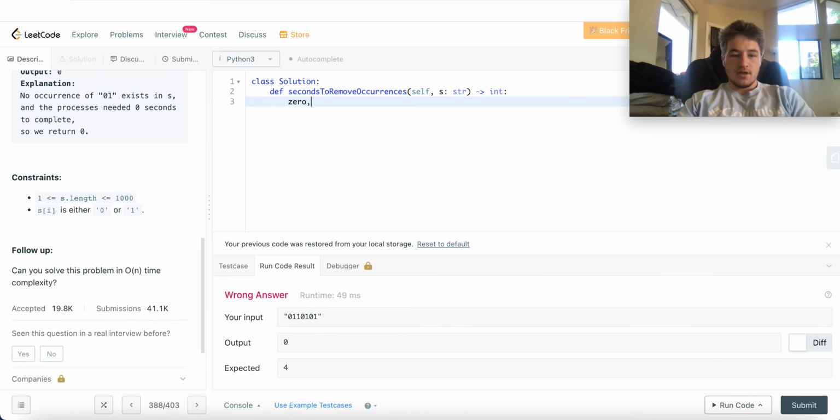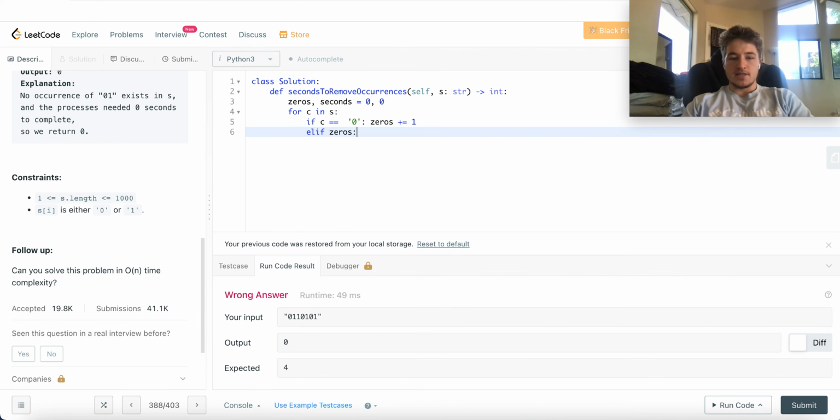You start with the number of zeros that you have so far and the number of seconds it's going to take. You're going to look at each character in S. Now, if the character is a 0, all you have to do is add to the number of zeros that you've seen. Else, if there are zeros already in the system, because this would mean that C is 1, then what?